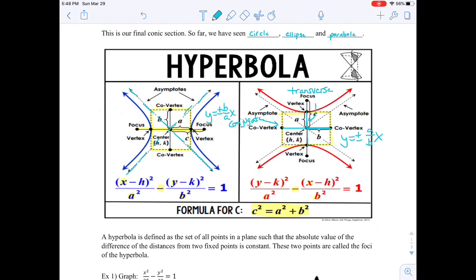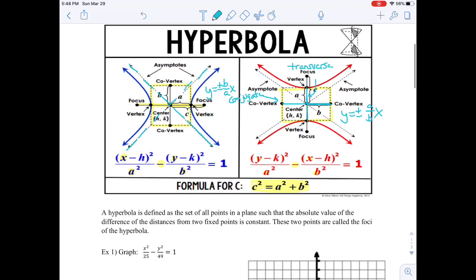And from time to time, you may be asked, what is the length of the transverse or what is the length of the conjugate? And those are important because they deal with our A and our B. So if someone told you, oh, the length of this hyperbola's conjugate axis is 8, you would know that B is 4. And that can help you get to making your equations.